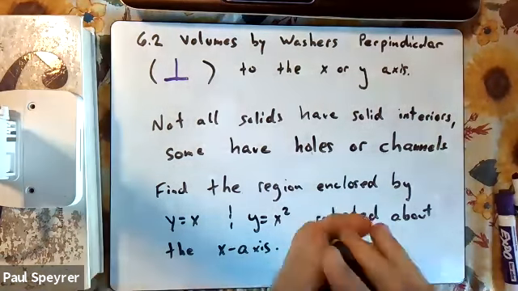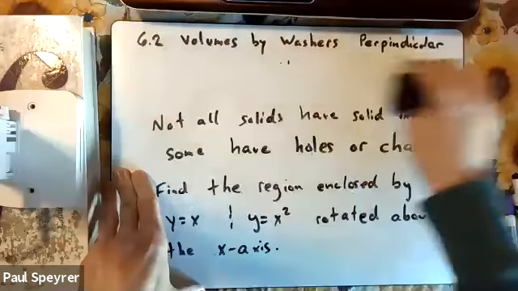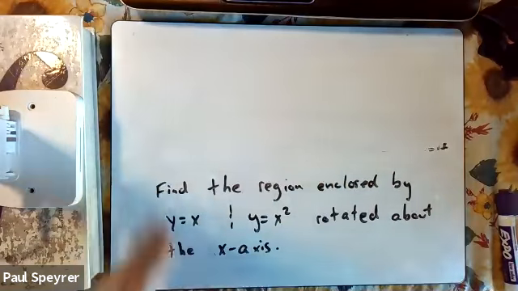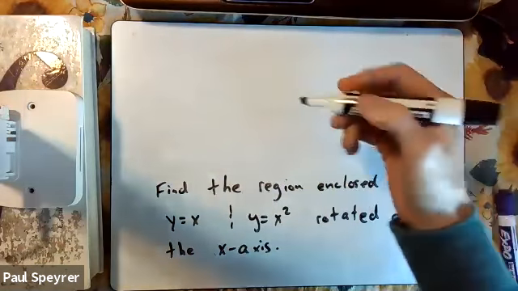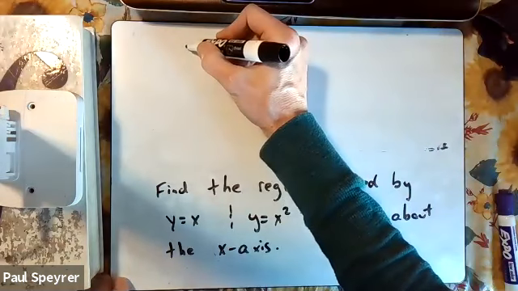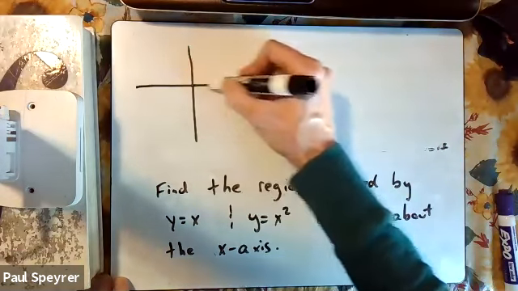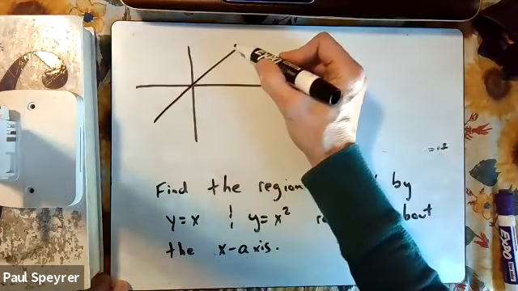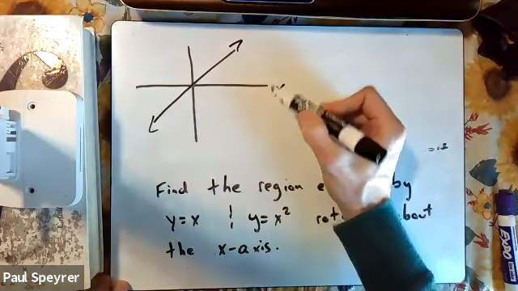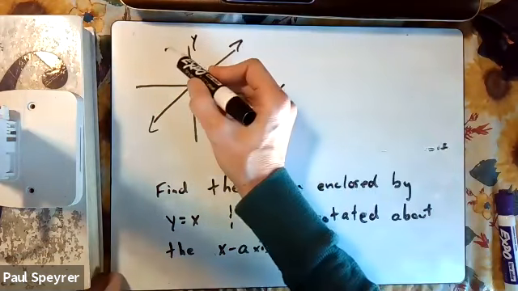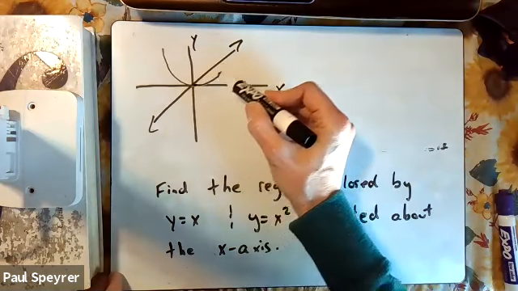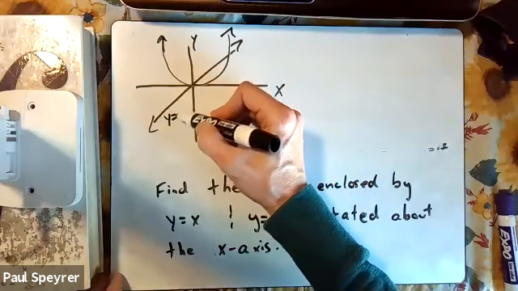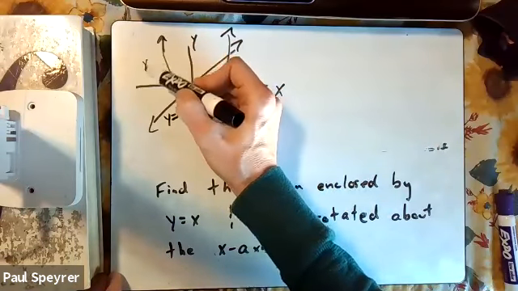So let's draw a picture of this and see what they're looking for. Remember, it always helps to draw a sketch for these curves whenever we're trying to find the volumes. So y equals x, we know is just a nice diagonal line like this. Y equals x squared is a parabola, looking something like that. So we have y equals x, y equals x squared.